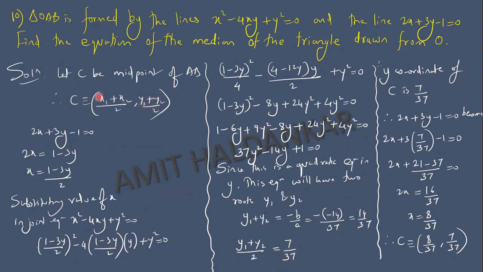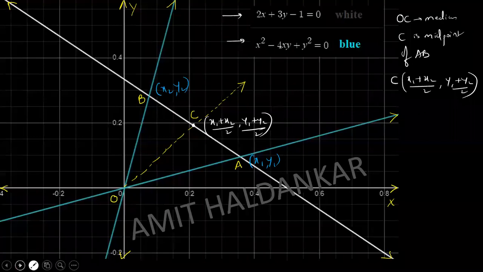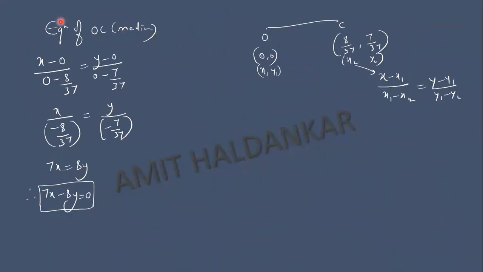And this is the y coordinate I got. Now C lies on this line also, this line. So I'll substitute this value over here and I get the value of x. X is nothing but the x coordinate of C. And then I use the equation of OC by the 2-point form. This is the 2-point form.